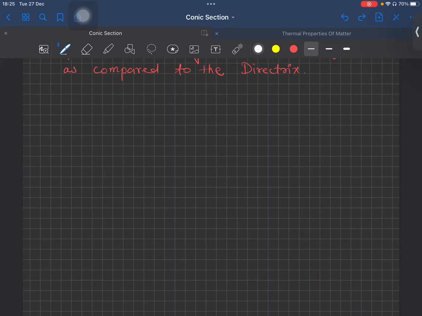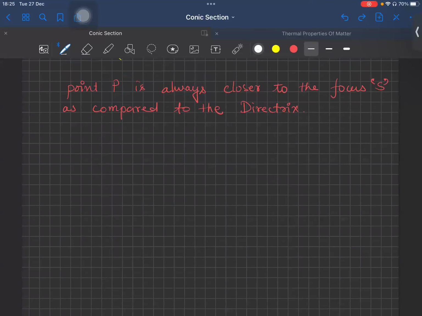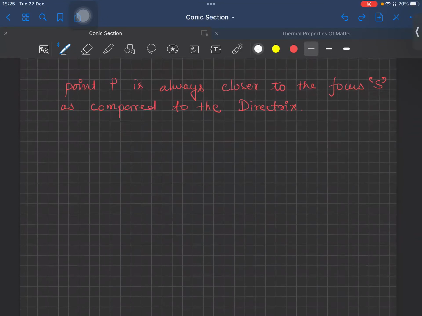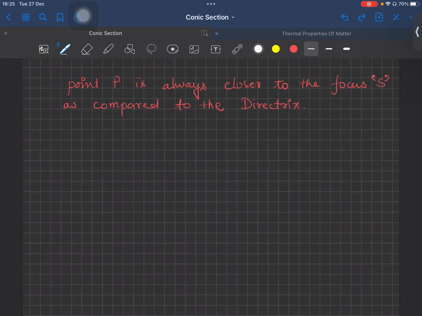So an ellipse will have two focuses, two foci, or we say foci. It's up to you how you pronounce it. That means there will be two focuses, F1 and F2. Okay.